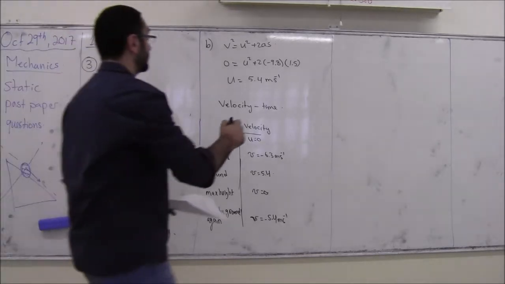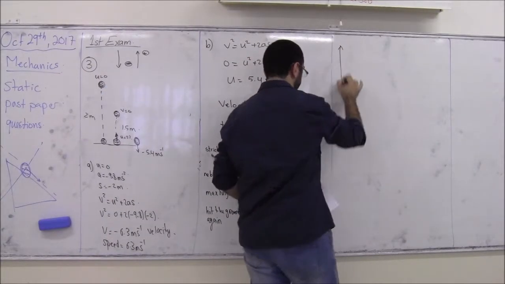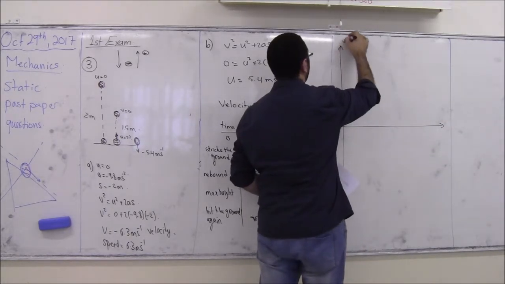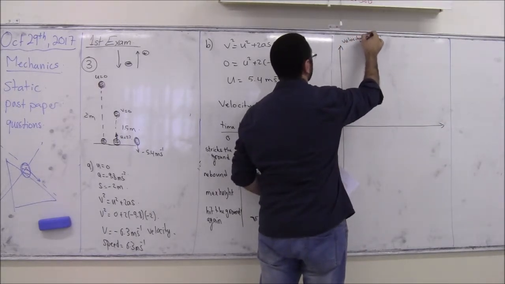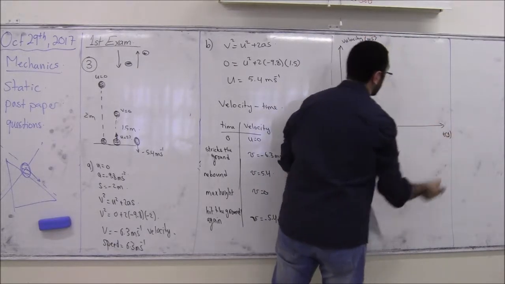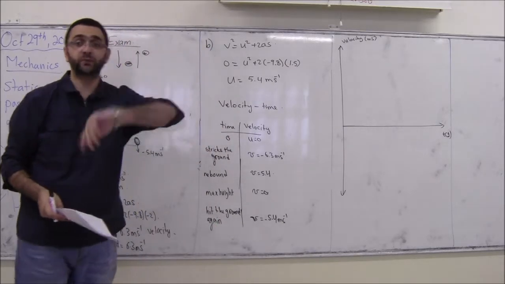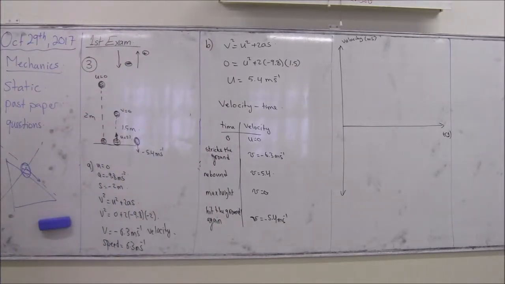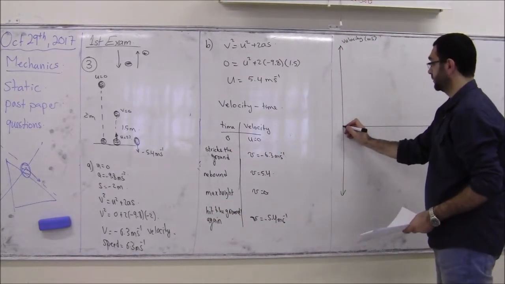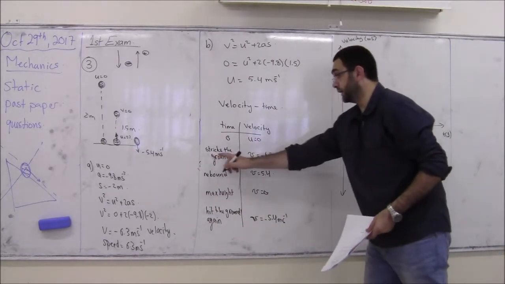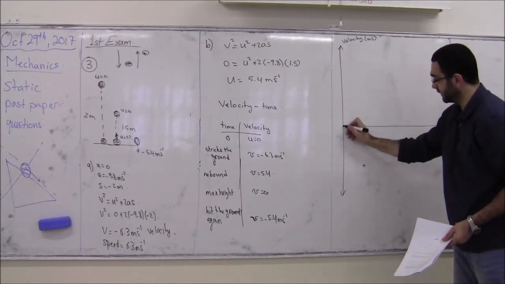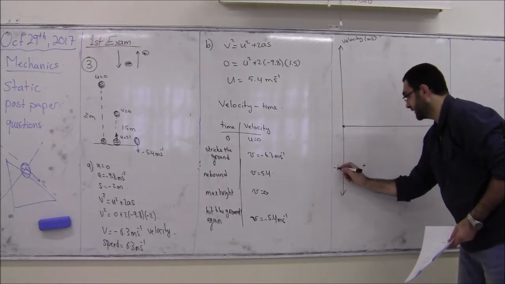How can we draw the velocity time graph? Pay attention. Don't forget to label the axes. Velocity in meters per second, time in seconds. Based on the information given, I will plot the points only. First one, 0. The second point is where it strikes the ground. What is this velocity? Negative 6.3.